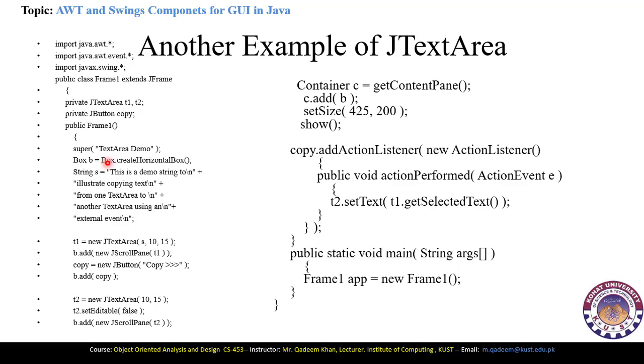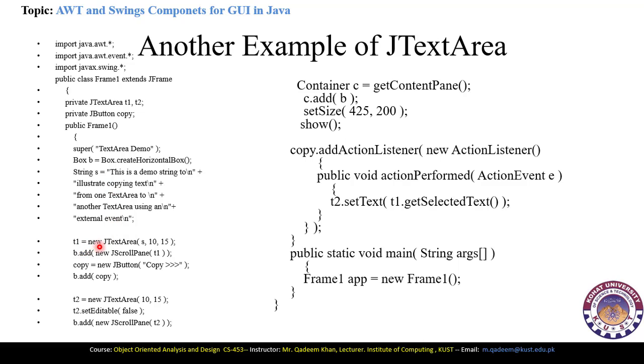Now here we have defined the box, Box.createHorizontalBox. It creates the horizontal box. Inside of the box we will in fact place these controls. Box is exactly like the JPanels and it contains different controls. Then we have the strings. For example, this is the demo string, \n for the new line, plus illustrates copying text, \n for the new line and so on. This is the text here.